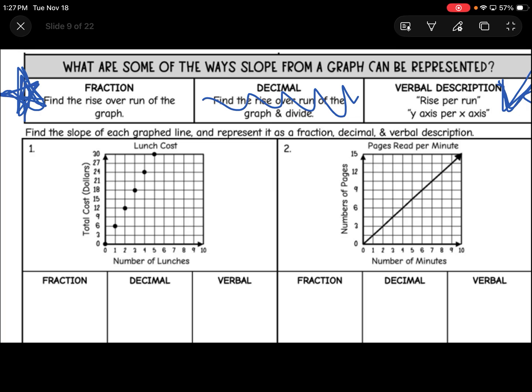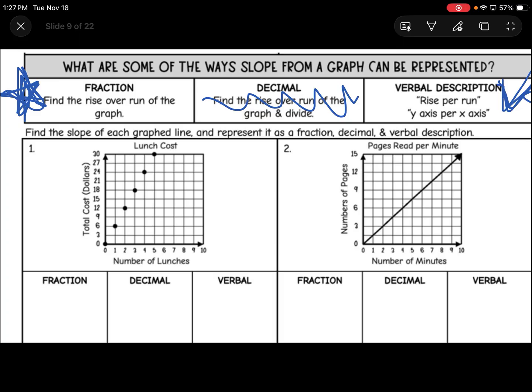Positive. It's going up. Would you agree? Yeah. This one is continuous. Why is it continuous? Can you tell me how many pages you've read in 3.5 minutes? Yeah. Is there such a thing as 3 minutes and 45 seconds? Yeah. 3 minutes and 50 seconds? Yeah. So that's why it's continuous. Positive or negative? Positive.